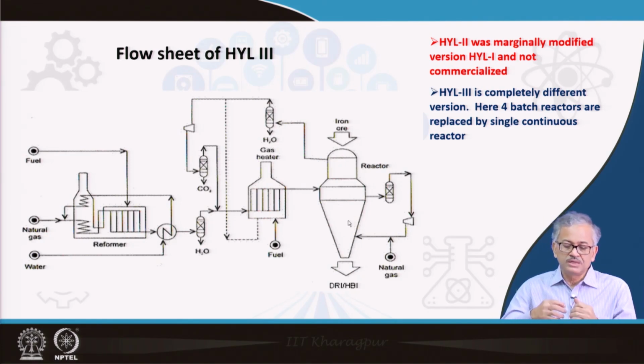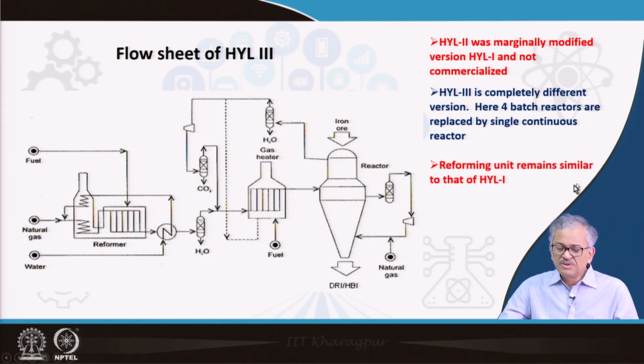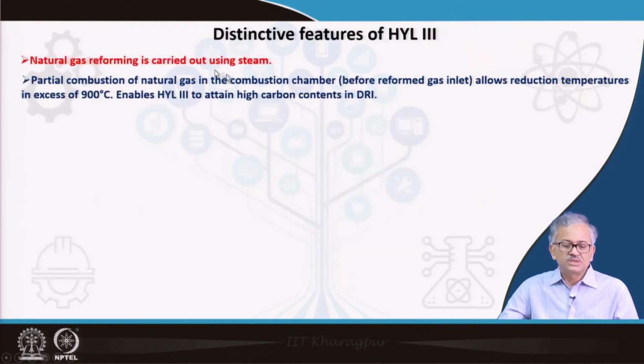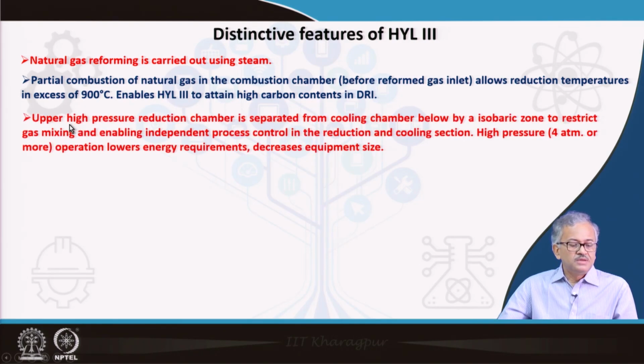So in this reactor, the top reactor operates at a high pressure, and there is an isobaric zone through which the top portion is separated from the bottom portion, and you can independently control the reaction both in the top and the bottom portion of the reactor, okay. So the reforming unit is similar to that of the HOL1. Some distinctive features: the natural gas reforming is carried out using steam, as I said, and the partial combustion of the natural gas in the combustion chamber before the reducing gas inlet allows the reduction chamber to operate in excess of 900 degrees centigrade.